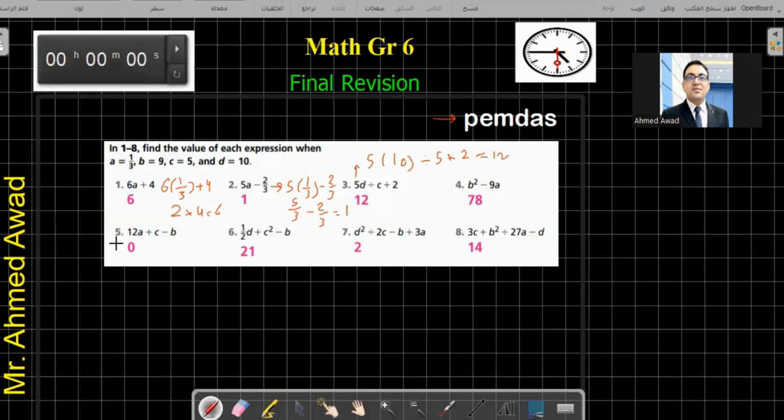Now, what about number 5, guys? In number 5, it's 12a. This means 12 multiplied by a. So a here equals 1 over 3. So it's going to be 12 multiplied by 1 over 3, plus c. C here equals what? C equals 5. Now, minus b. B here equals 9. So, always use Mr. PEMDAS. Now, 12 divided by 3 is going to be 4. Now, 4 plus 5 minus 9. Now, 4 plus 5 is going to be 9. 9 minus 9 is going to be what? 0. Easy, guys? Okay.